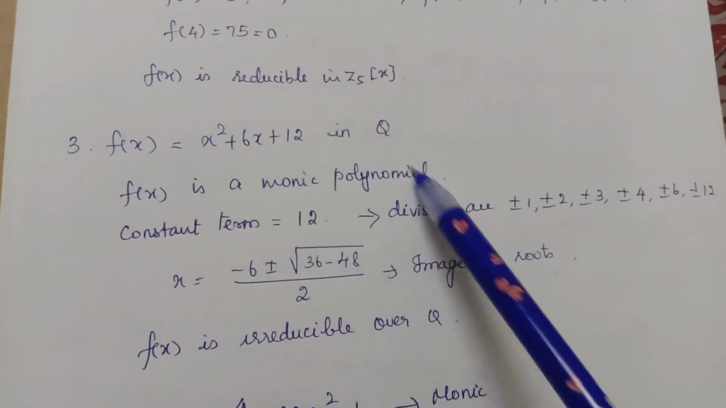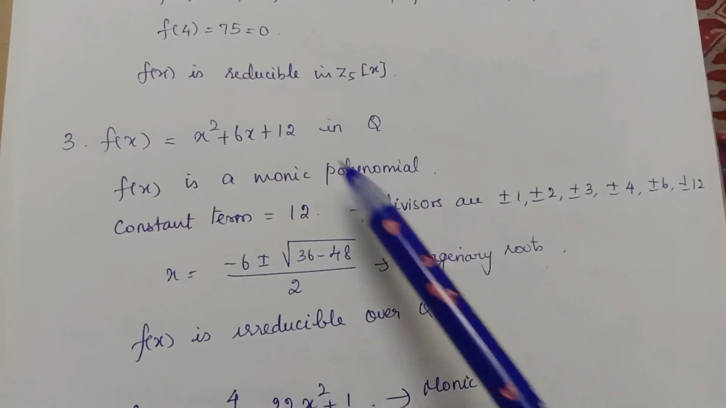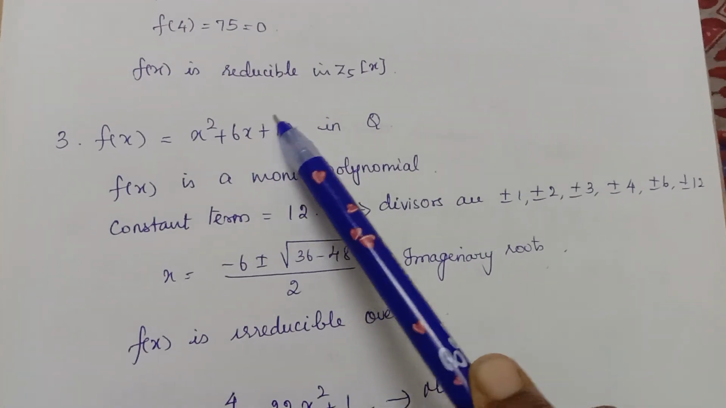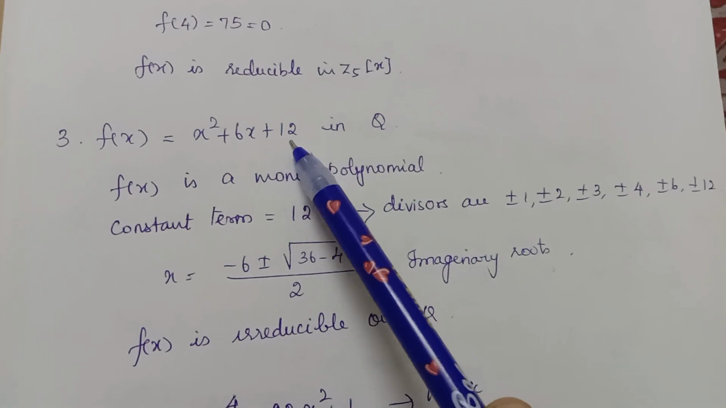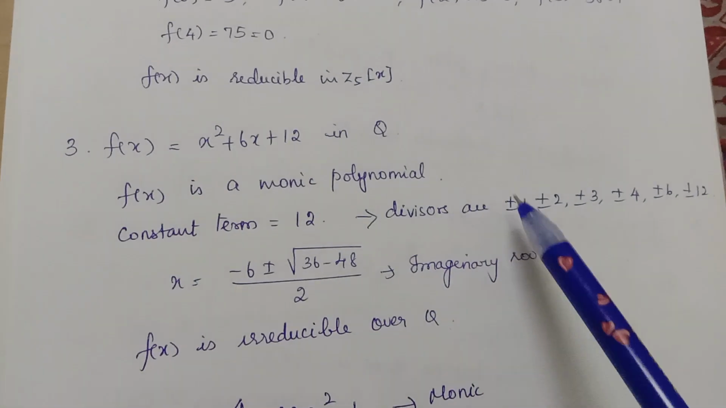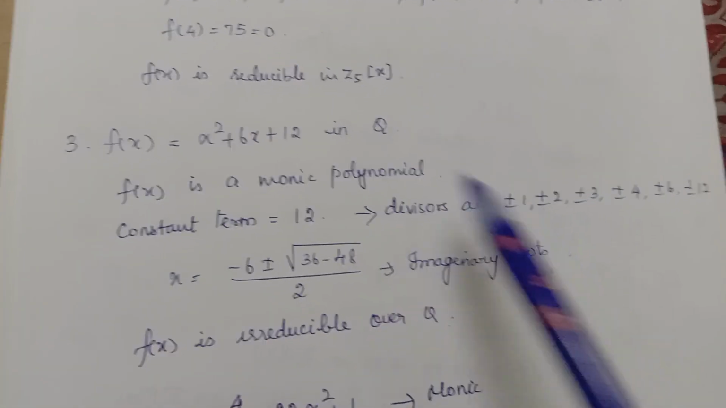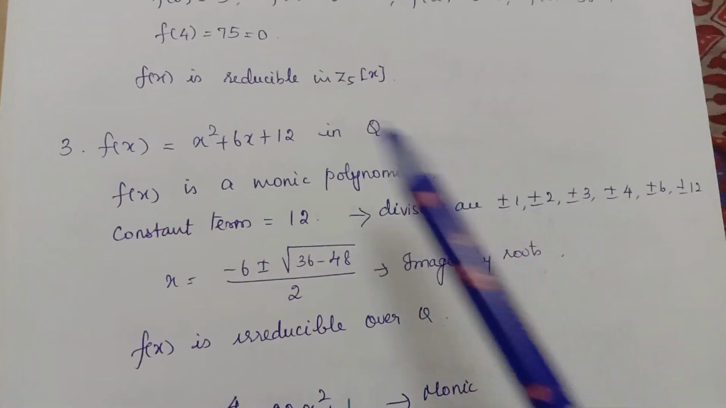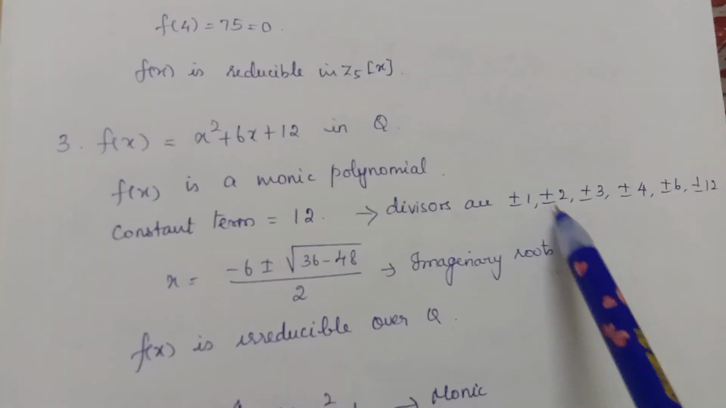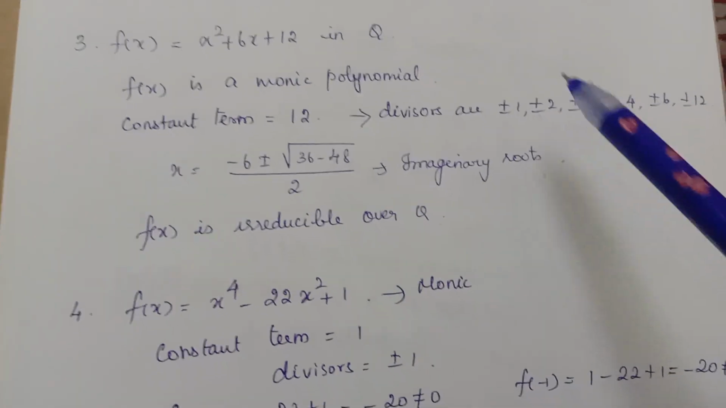I have taken these two lines only to explain how to use this method. See, this is 12, no? Find the divisors of 12 and substitute them. Only these are the possible values which can be roots for this polynomial. You substitute them, and you will never get 0 with these values. So it is irreducible.